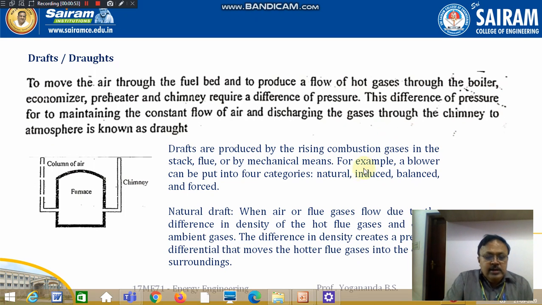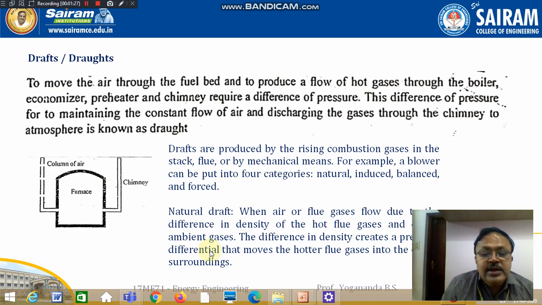The required difference of pressure can be created in four ways. If it is created naturally, the draft is called natural draft. It may be induced, in which case it is induced draft. If the difference of pressure is created forcibly, that is forced draft. Then we have the balanced draft. So natural, induced, balanced, and forced.